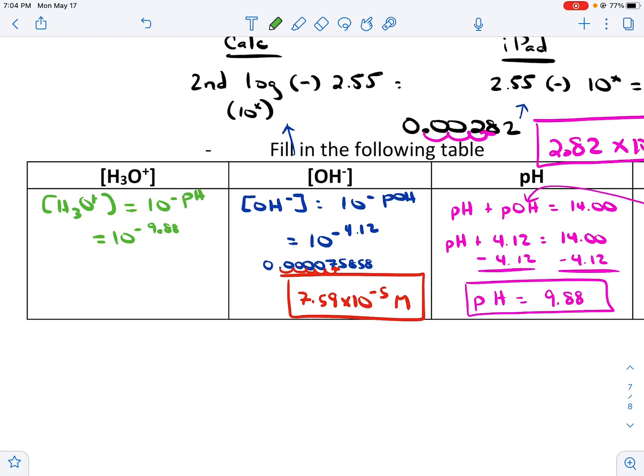So again, second log, negative 9.88. And this one, it put it in scientific notation for me, which makes me happy. 1.32 times 10 to the negative 10th. And there's my molarity. And there we have it.